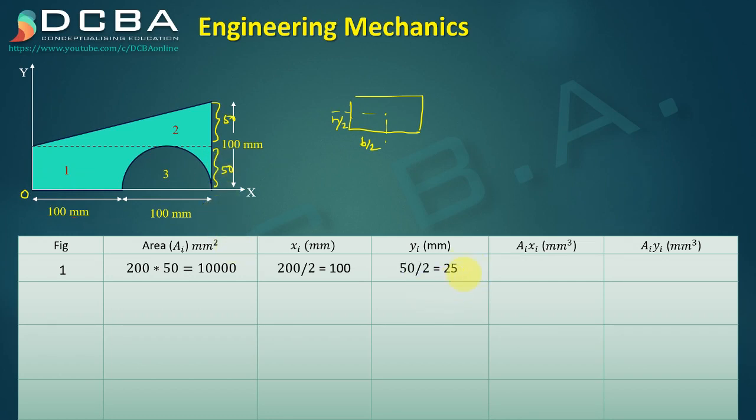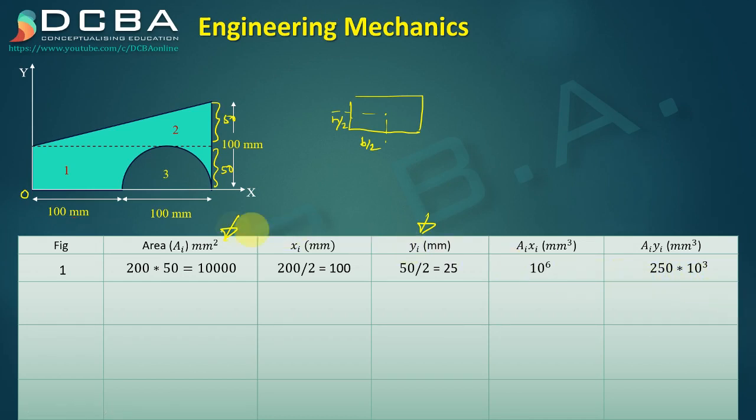The third column is AiXi, which is you have to multiply your area with xi. So 10 raised to 4 into 100 will give you 10 raised to 6. It is AiXi. And the last one is AiYi. It is multiplying your area with this yi. It will give you 10 raised to 4 into 25, which is 250 into 10 raised to 3.